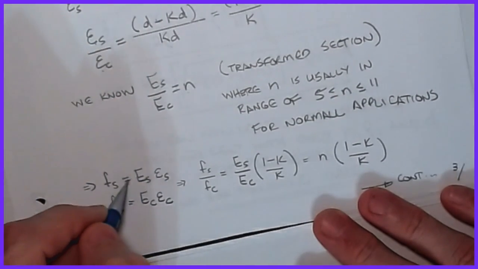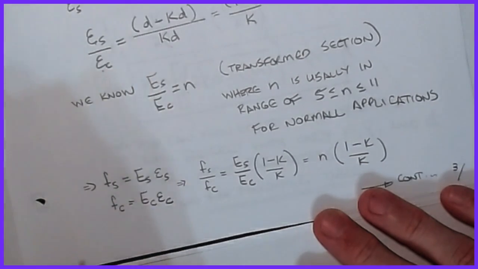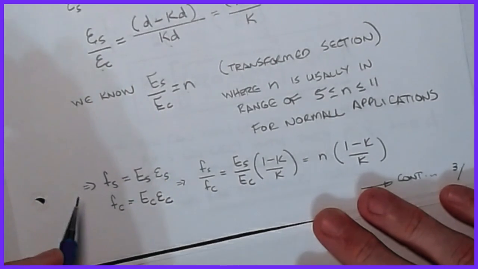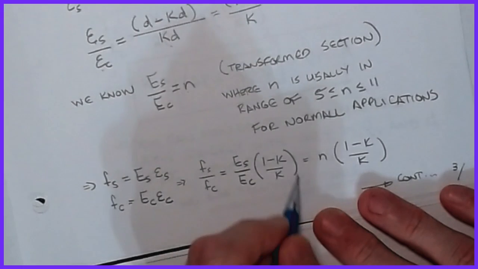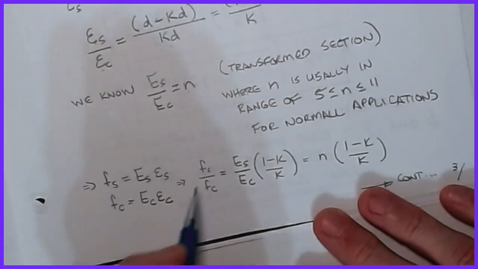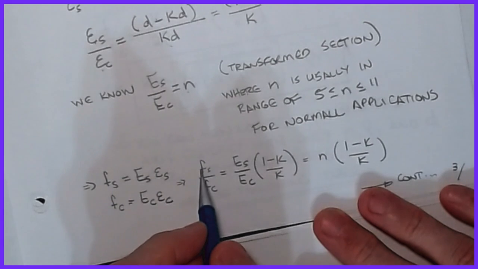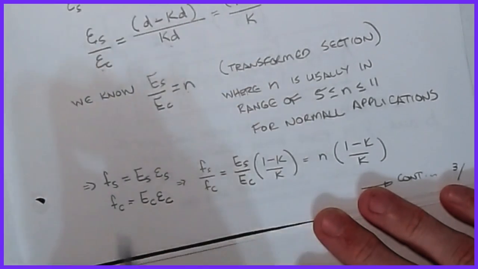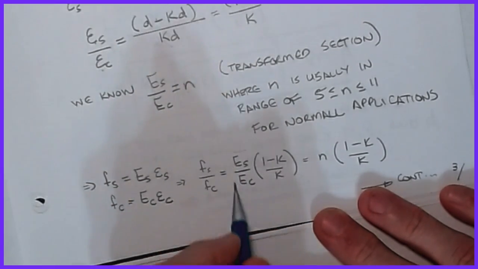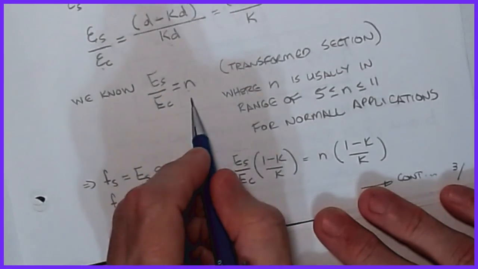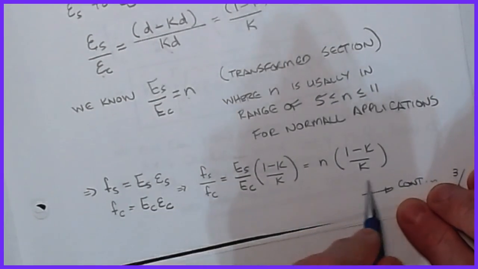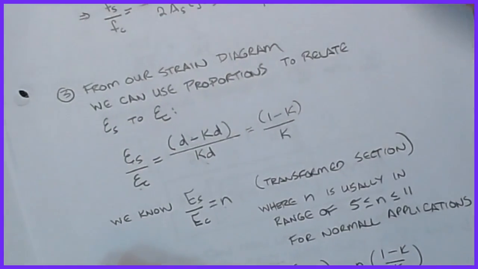Okay, we can then go in and start to set up our stresses. We know that Fs is equal to Es times epsilon S, and we know that Fc is Ec times epsilon C, regardless of how you calculate them. All right, and so we had this equation that we set up from our strain diagram that was epsilon S times Ec gets me to stress on this. And then if we recognize this term, that's just N. Okay, and so I can say that the ratio of stresses then is N times (1 minus K) over K. Okay, super easy. Let's look at that.